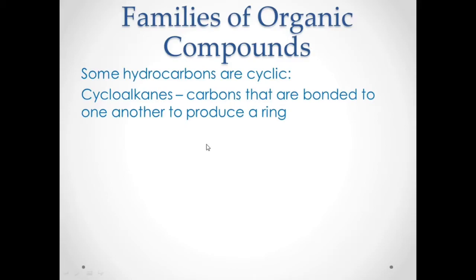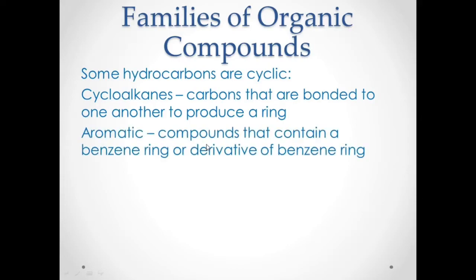Okay, so I have an example here, but before that, there are actually two kinds of cyclic compounds. We have cycloalkanes and aromatic compounds. Aromatic compounds are compounds that contain a benzene ring or a derivative of a benzene ring. So we will know the structure or the formula for a benzene ring, and the difference between cycloalkanes and aromatics. Notice, aromatic if it contains a benzene ring or a derivative of a benzene ring. For cycloalkanes, these are only carbons that are bonded to one another to produce a ring. Okay?